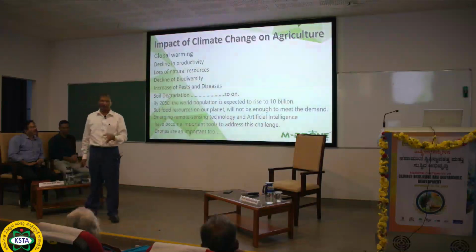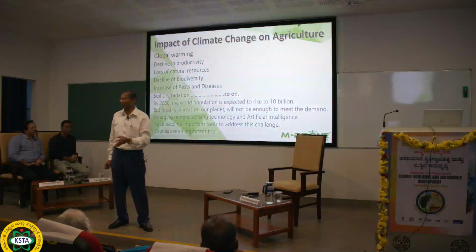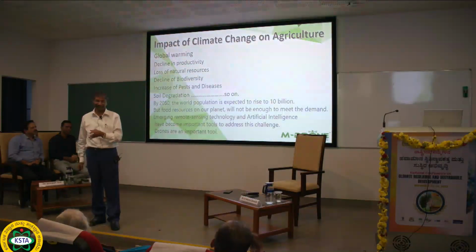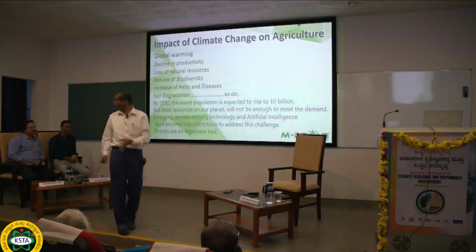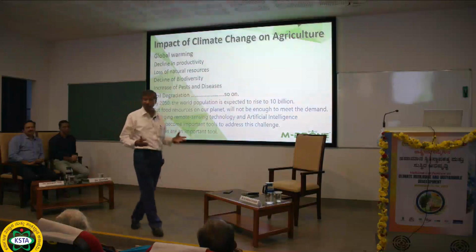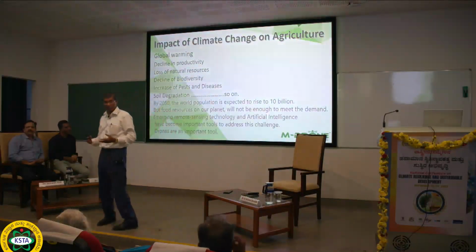And whatever the effect of climate which is happening on the agriculture, we need to tackle it. That's where a lot of mechanization is required. Drone is one part. There are many other things, mechanizations are involved. Even the government of India has given a lot of subsidy for these areas, for the mechanization of various equipments, technologies, and so on.